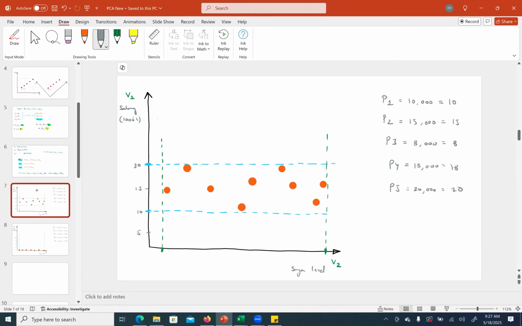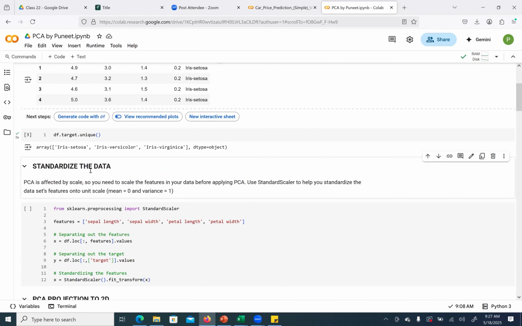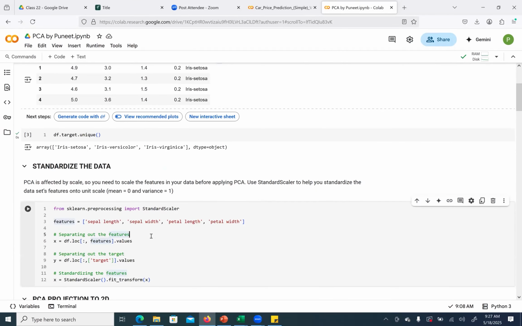And how can the variables be standardized? Using either standardization or normalization. Both are fine, but the range should be similar for the two variables. Only then can PCA work. So the first step in PCA is always to standardize the variables.